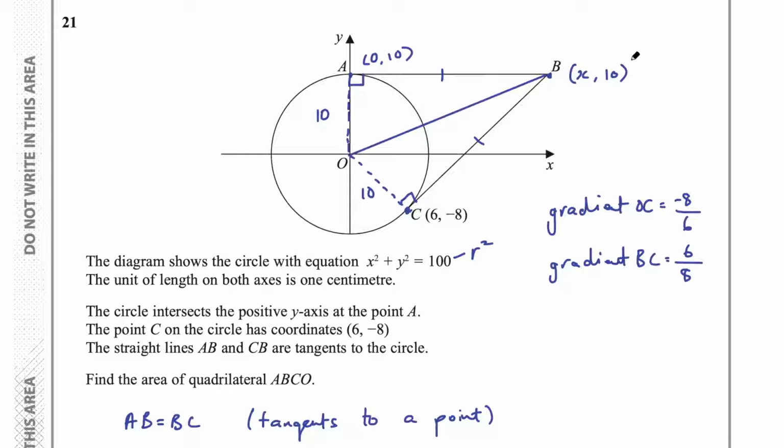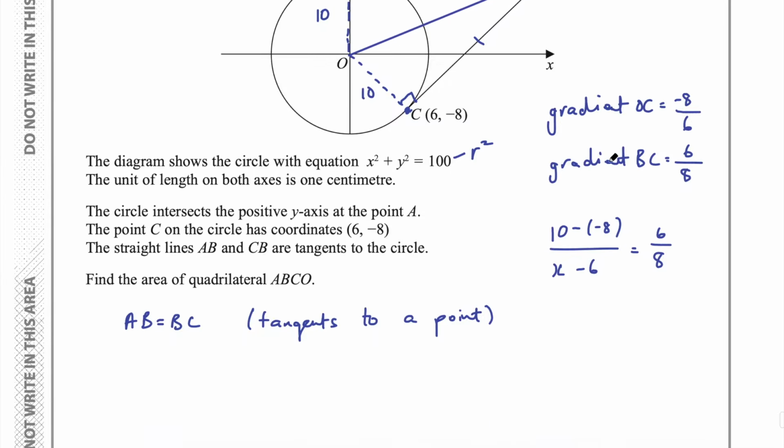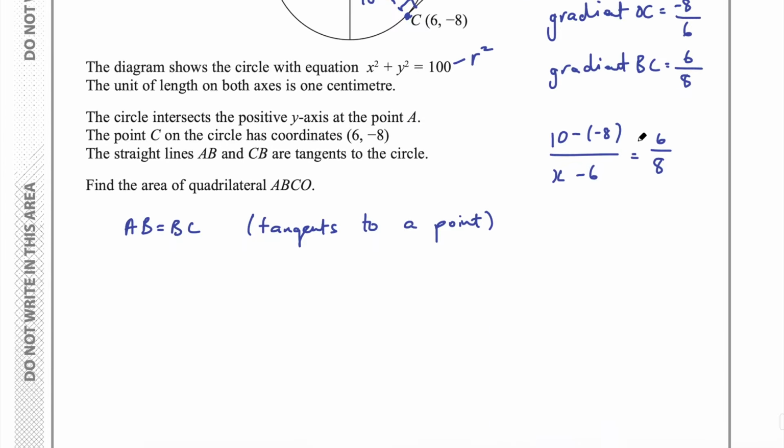So another way of finding the rise over the run is to subtract the y and the x coordinates. So I can do 10 take -8 divided by x take 6. This needs to equal 6/8. And that's going to allow you to find the x coordinate for B, therefore knowing the length of AB, therefore allowing you to find the area. So this is all the working out you really need to do here. And then you just need to simplify this equation.